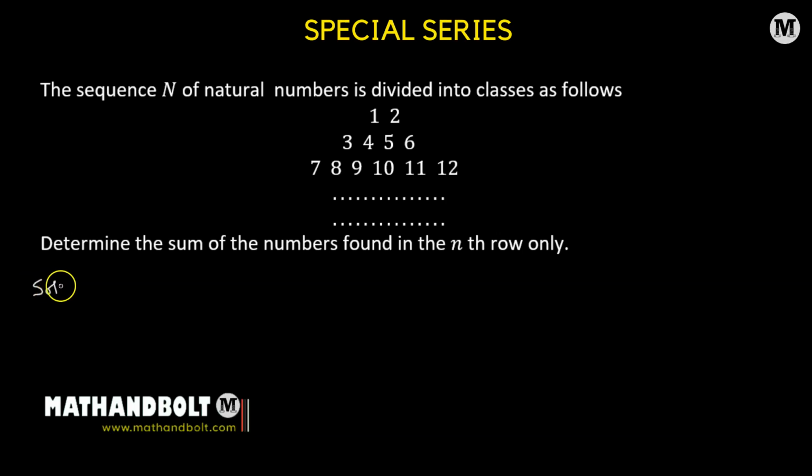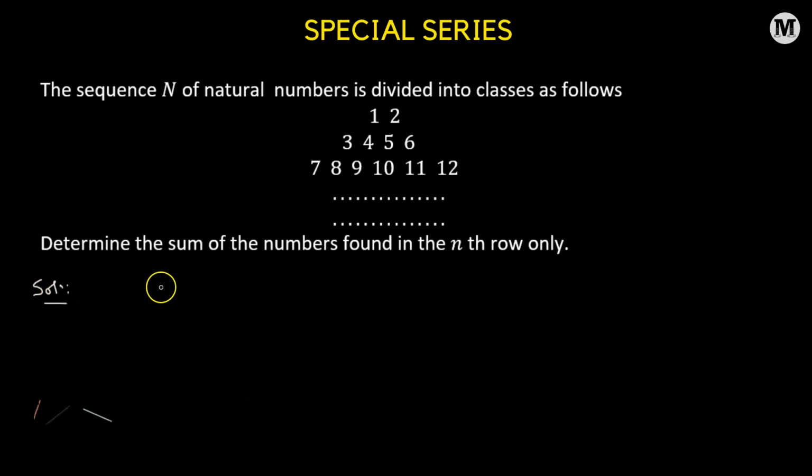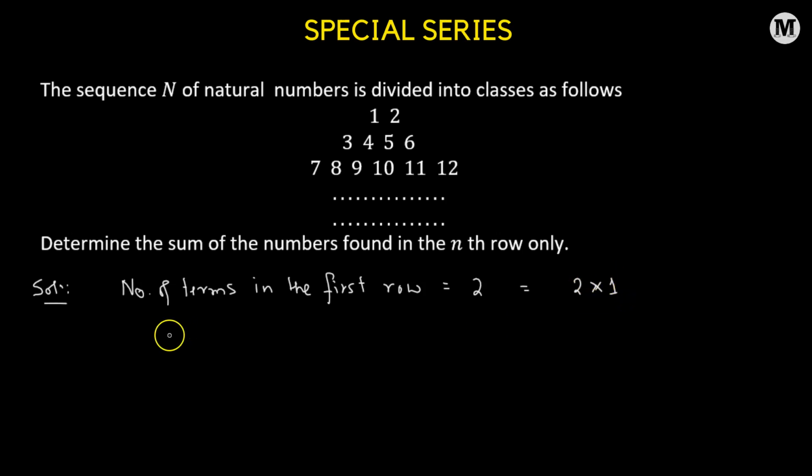Okay, let us begin. So first let's list out the number of terms present in each of the classes, or we can say each of the rows. So the number of terms in the first row equals 2. And we can also express 2 as the product between 2 and 1. Next, the number of terms in the second row equals 4. So we have 3, 4, 5, 6. So there are 4 terms in total. So this can also be expressed as 2 times 2.